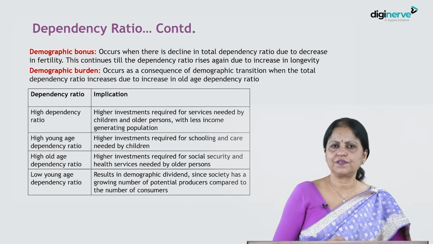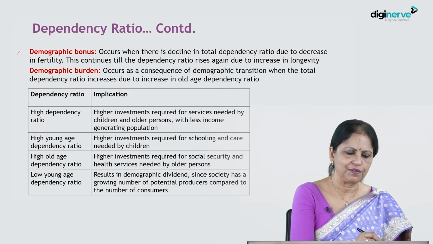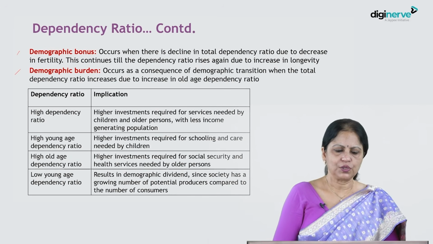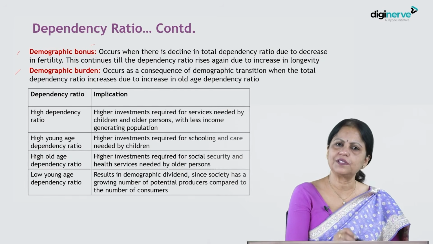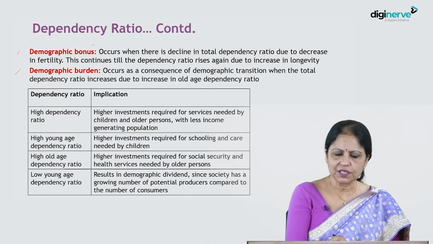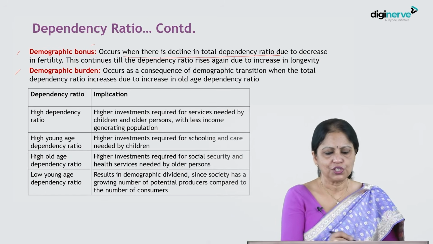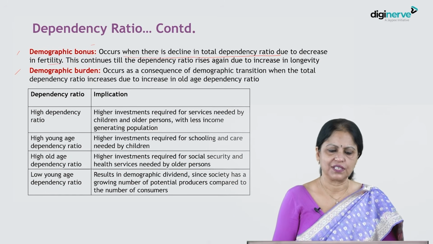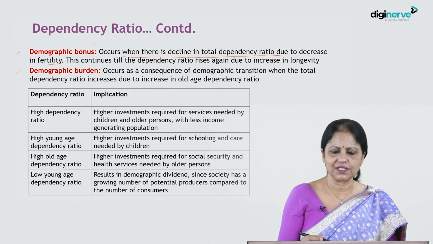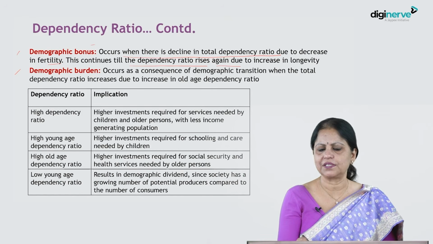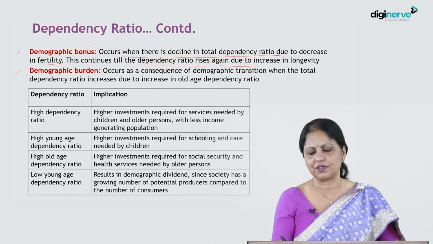So in the context of dependency ratio, two concepts you have to understand: demographic bonus and demographic burden. Demographic bonus means something good, you understand. This occurs when there is a decline in the total dependency ratio due to a decrease in fertility. Since fertility decreases, the young age dependency ratio falls, and as a result the total dependency ratio decreases. This continues till the dependency ratio again rises due to an increase in longevity.